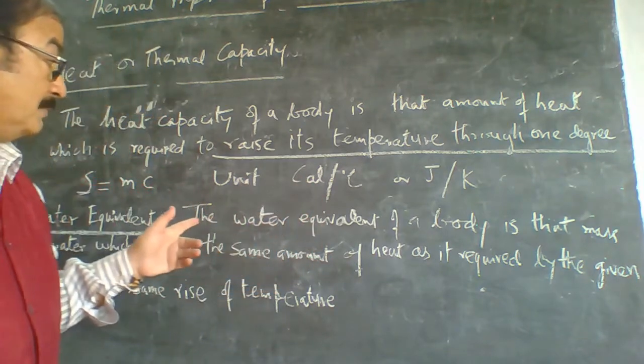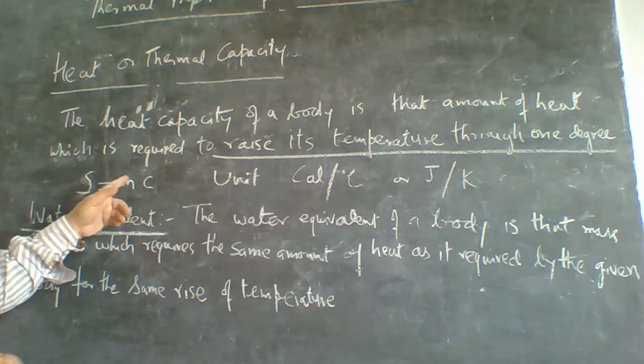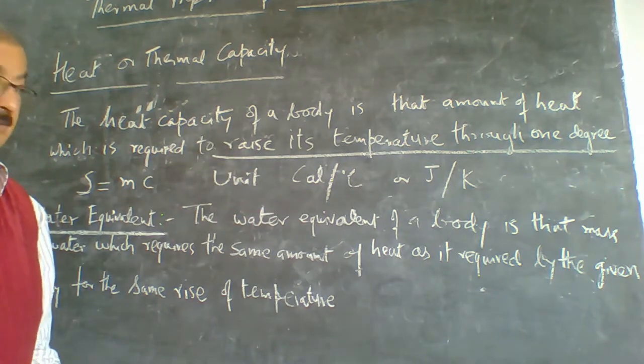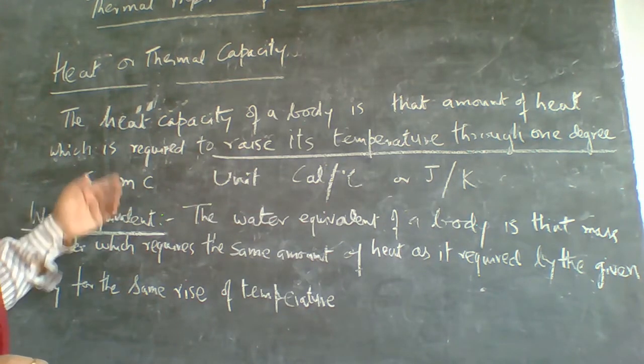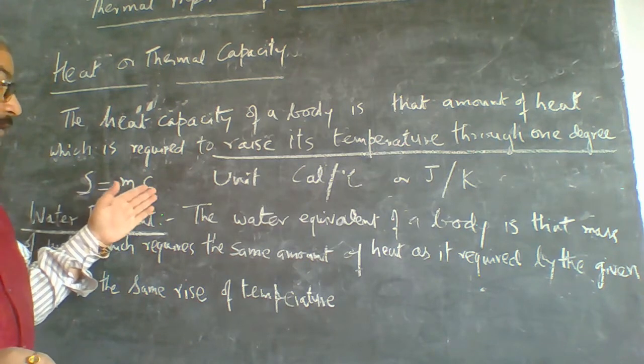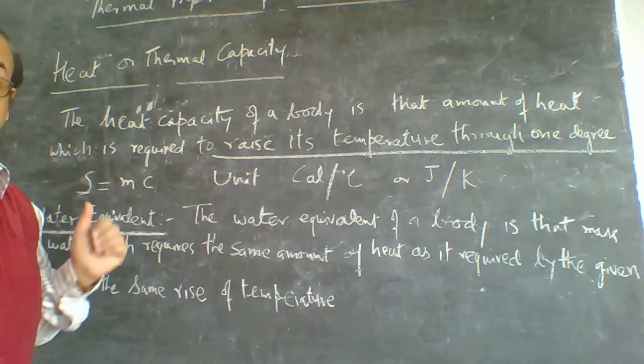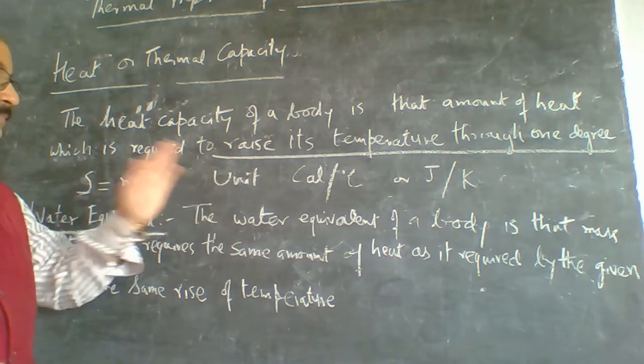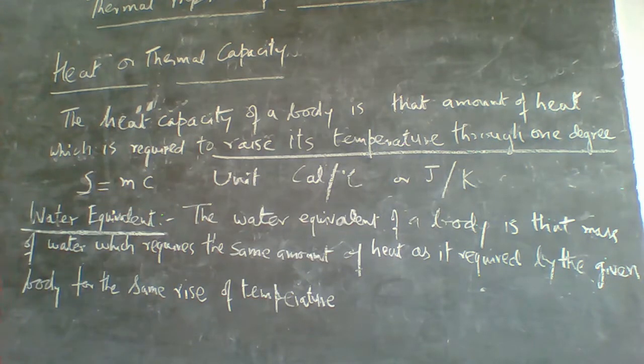It is denoted by S. It is equal to mc. Its unit must be calorie per degree Celsius. See, we have already said it is calorie per gram degree Celsius. That was there, but here it is just calorie per degree Celsius or joule per Kelvin.